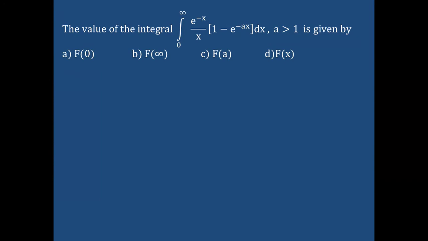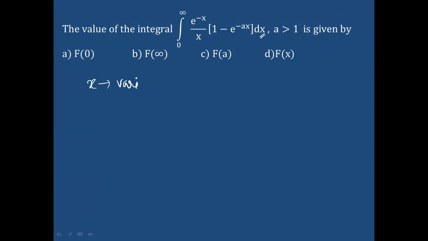The next question is the value of the integral, where a is greater than 1, is given by. So different options are given. Looking at the options, you have to decide what should be the correct one, right? So see here, I have told you that whenever it's a case of a definite integral, you always have to decide what the variable of integration is. So the variable of integration is the one with respect to which integration is done. So what is that? X. X is our variable of integration.